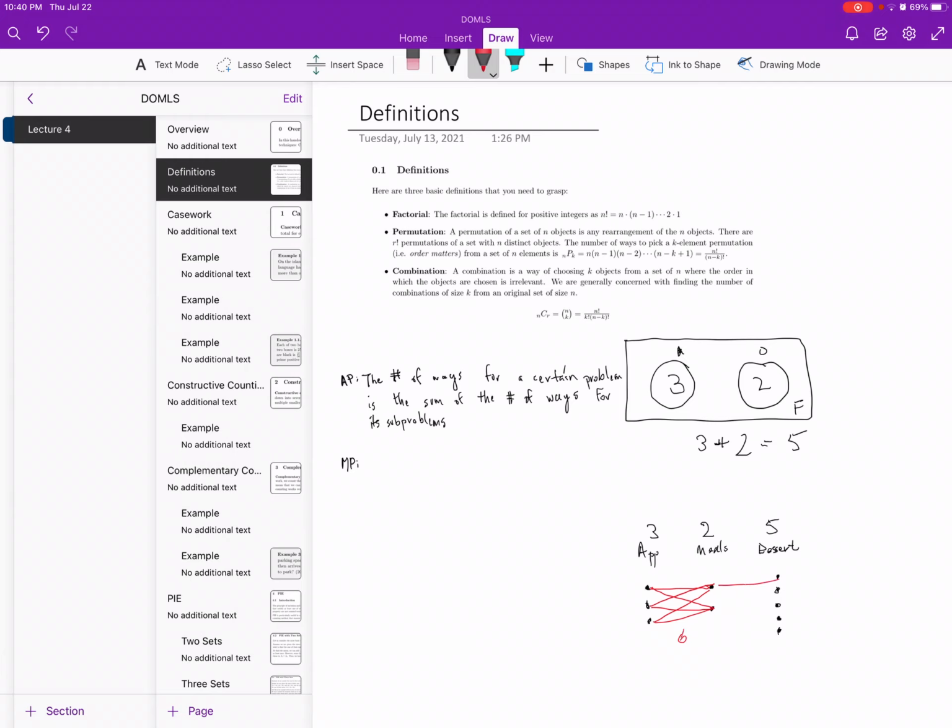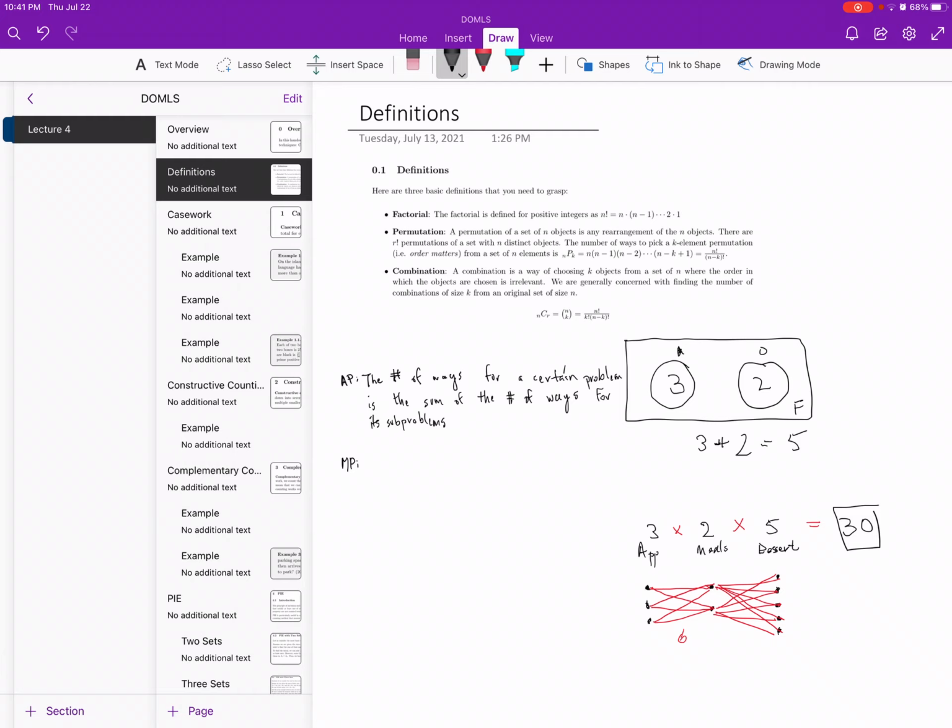But then accounting for the desserts, I'm going to draw all the lines in. The way that it works is that for each of these 6 ways, we again have 5 more ways. So in total, we have 3 times 2 times 5 ways, which gives us a total of 30 different meal options. And that's the multiplication principle.